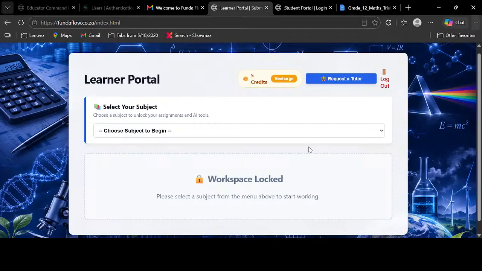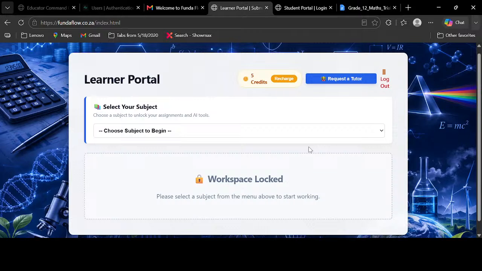So we have a learner portal. This is the learner portal, no? And then we have credits. When you start with us, you have 5. If you give us your name and you have signed up, guys, we'll just add 5 credits for today. If you're with us here, we're going to add 5 credits to your account.